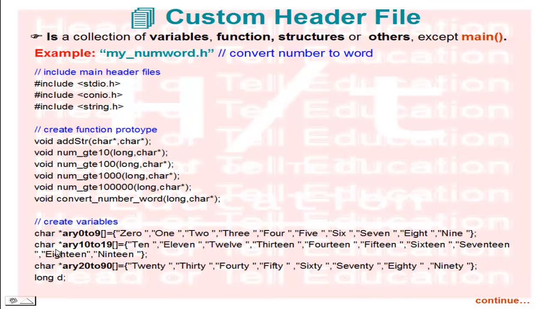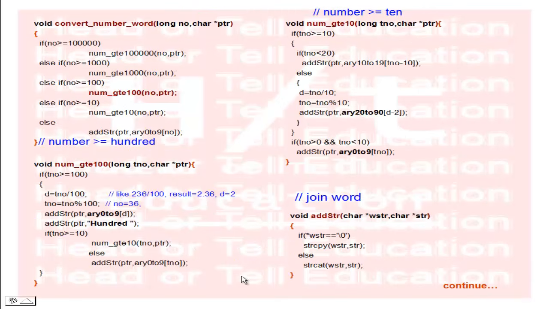Now next, in our program we are using an array 10 to 19. Okay, so 10 11 12 13 14 15 16 19. And next, I create an array 20 to 90. Okay, so 20 30 40 50 60 80 90, like this. Now one variable is created, long d. So this header file is big, so it continues on the next page.